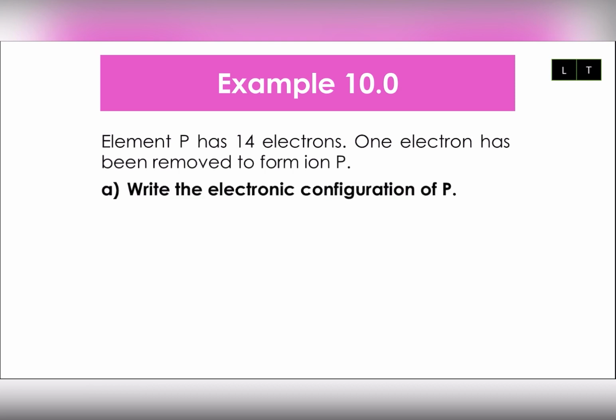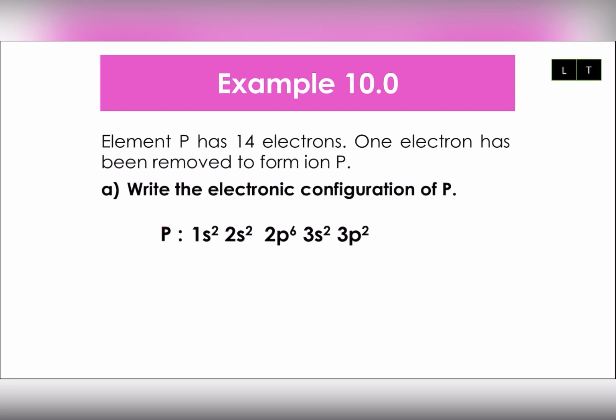For the first question, you need to write the electronic configuration for atom P. So atom P without any charge has 14 electrons. I'm going to put my symbol P and then write the electronic configuration. Please be careful. Even though we know in the periodic table that the element with 14 electrons is silicon, the question doesn't ask you to put the symbol for silicon. You have to use what the question gave you, which is element P. So, guna apa yang question bagi.